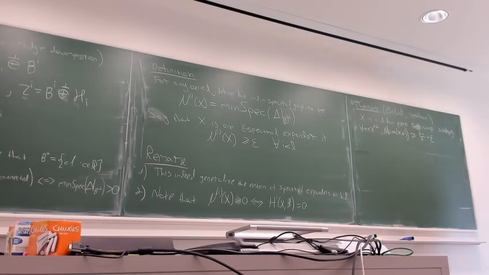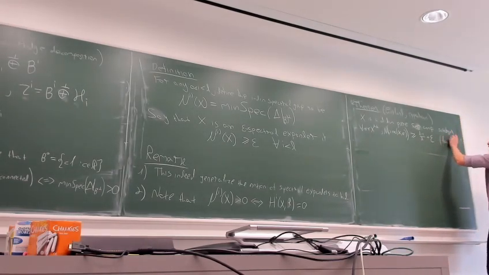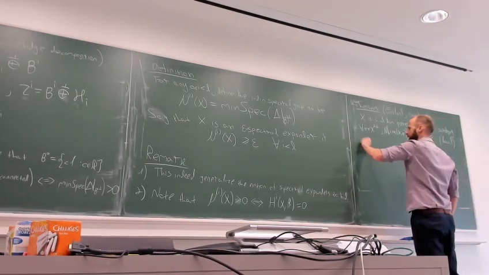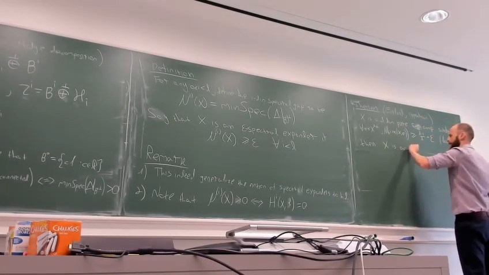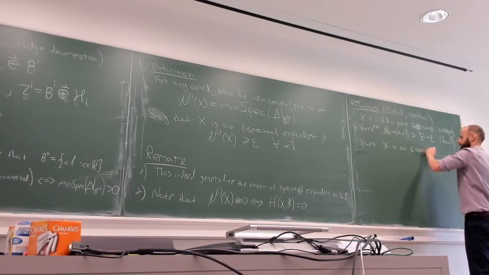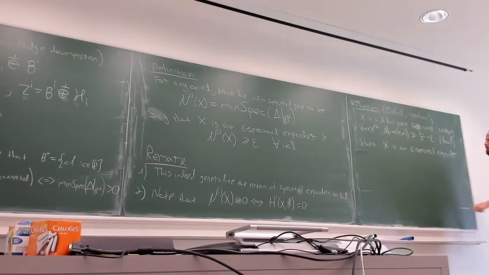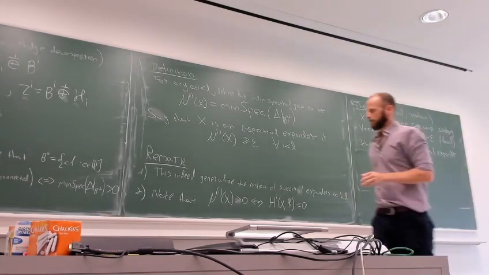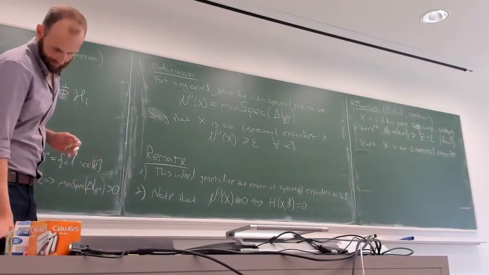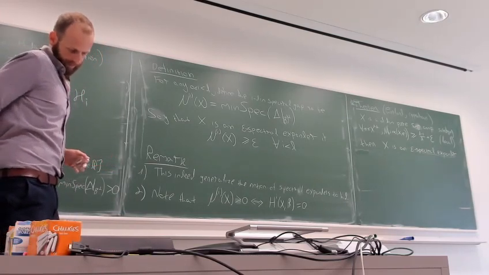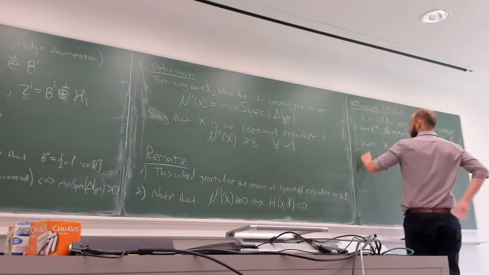The tool is Garland's. And so if this local condition holds, then X is an epsilon spectral expander. Okay, so this is the famous Garland local to global. And let's see a corollary of it.